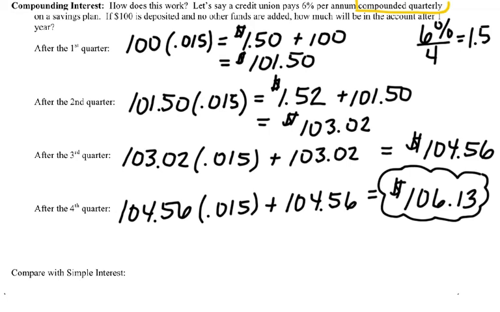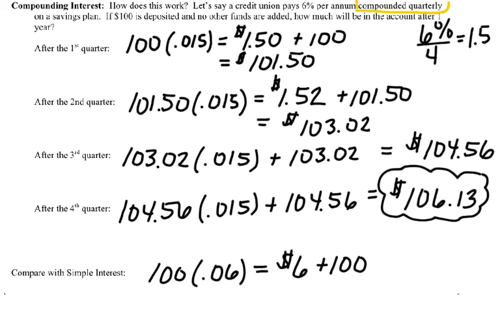Now compare that with simple interest, meaning that if we just had our interest one time a year, then we would have had our $100. We would have earned our 6%, which is 0.06. So that means I would have earned $6 in interest, added back to my $100 initial investment. So simple interest would give me just $106 after the end of the year. So by compounding quarterly, I make a little bit more money. I make 13 more cents.